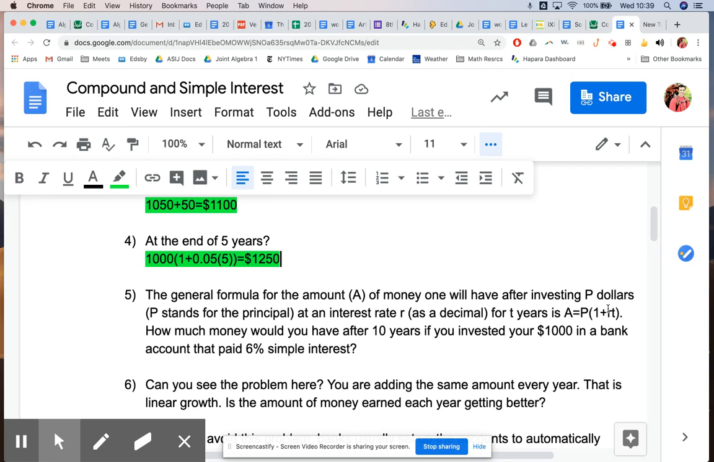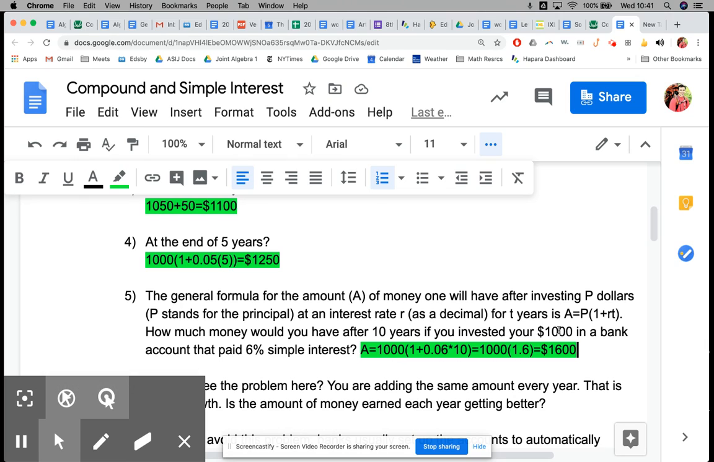Notice that there are no exponents in this. And so this is not going to be an exponential function. How much money would you have after 10 years if you invested your $1,000 in a bank account that paid 6% simple interest? Go ahead and plug that into the equation and see what you get. So when we take $1,000 at 6% simple interest over 10 years, we end up with $1,600.